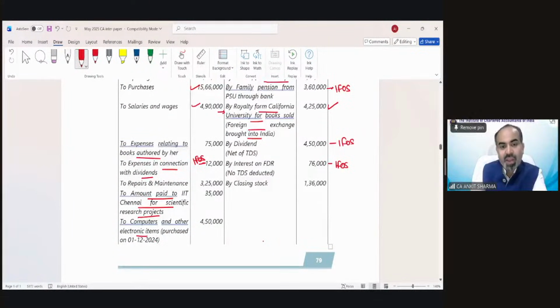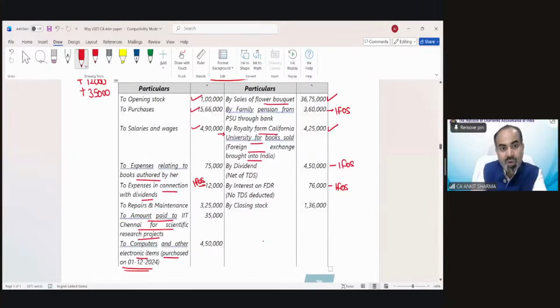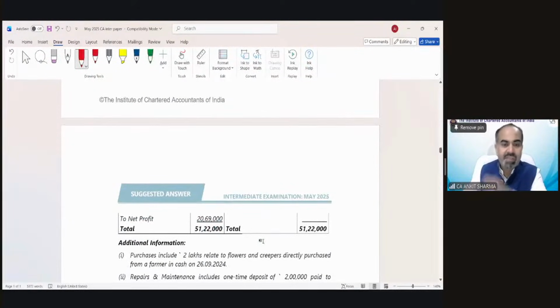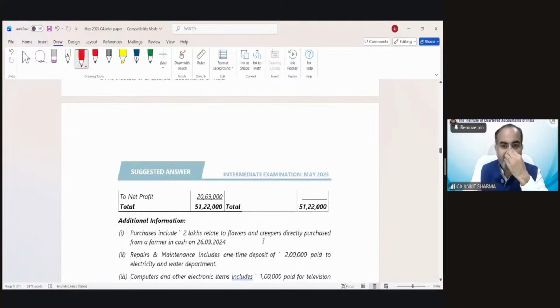Computer and electronic items purchased on 1st December 2024. We have included that in full as a cost, but we have to claim depreciation on it. So 4,50,000 I have added back. Depreciation we will calculate at the end. Net profit is there. Now one by one we will read the additional information.